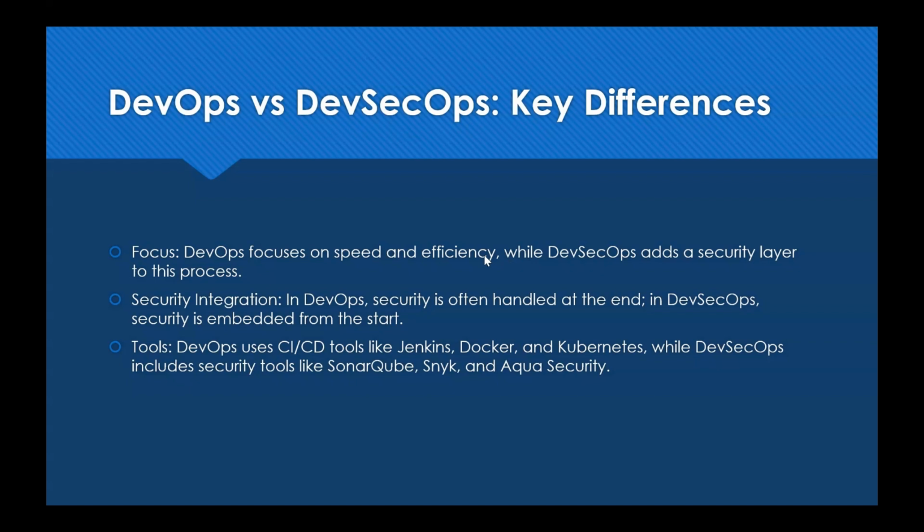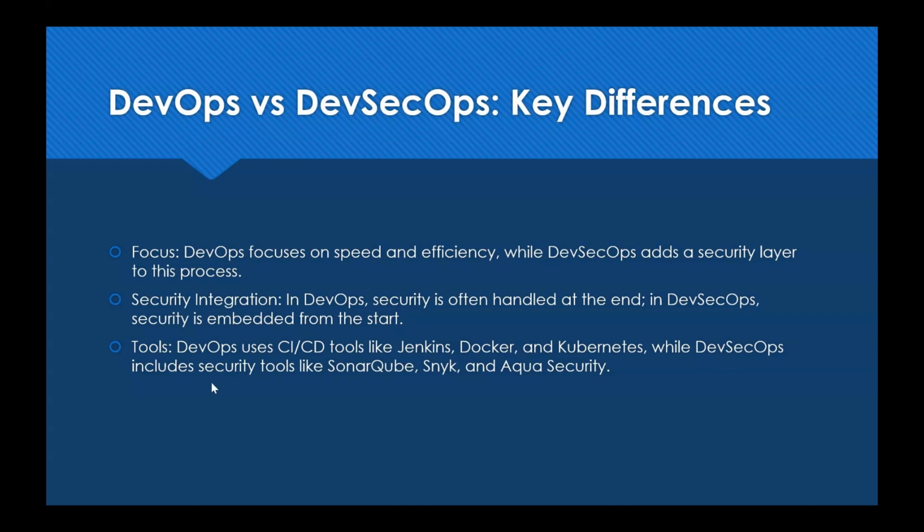Next is the security integration. In DevOps, security is often handled at the end, but in DevSecOps, security is embedded from the start itself. Whenever you add code, or you push your code to the main branch, your pipeline will be triggered, and most of the things will be done in that pipeline itself, so that you catch the issues early. Any issues, like security related issues or any kind of issues, early in your development cycle.